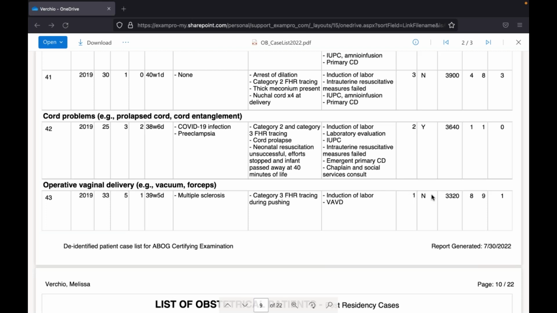Okay, so without severe features, but during the induction process, we did run into some difficulties with the category 2 progressing to category 3 tracing, especially related to the amniotomy. There were several intrauterine measures that were taking place, but they failed. Eventually I diagnosed the cord prolapse. We took the patient back for an emergency C-section, but were unable to resuscitate the neonate after the delivery.